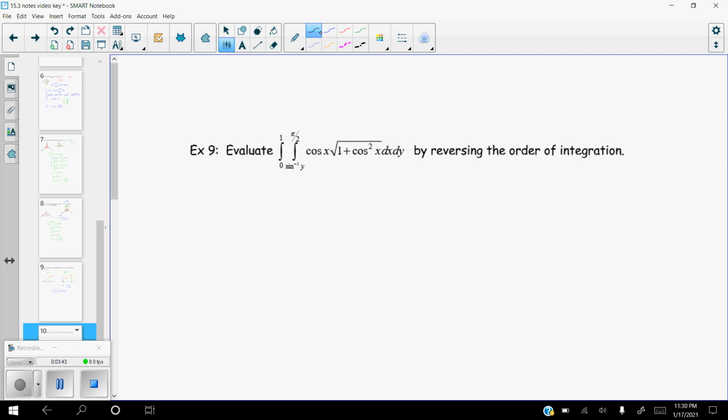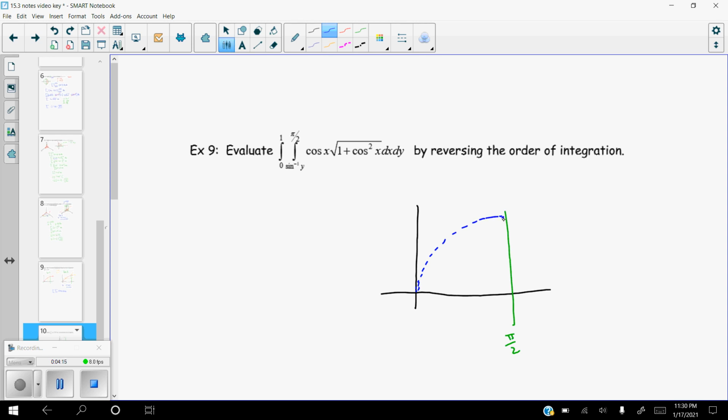So x goes from the inverse sine of y to pi halves. Well, the pi halves part is not difficult. That is a vertical line. The inverse sine of y, maybe not something that you're going to be used to seeing, but basically it looks like this.